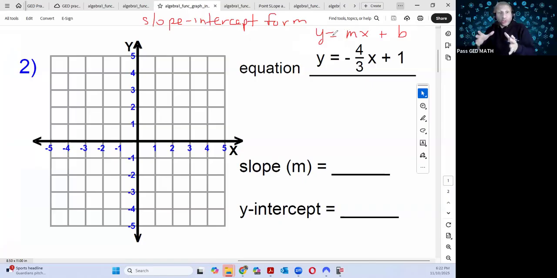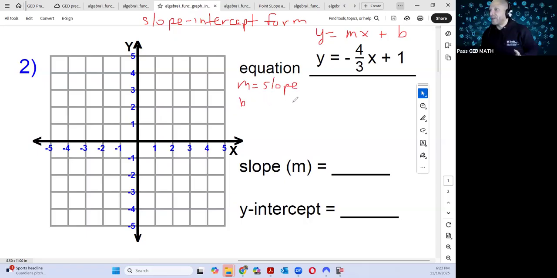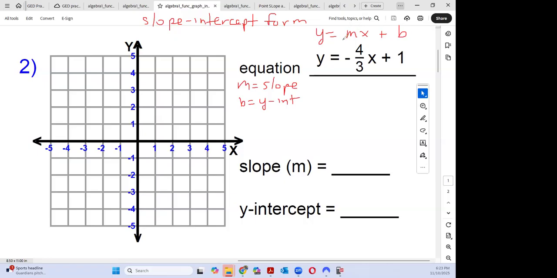Now, notice how I put that equation right on top of the equation that I'm looking at, so I can easily tell what the slope is going to be. m stands for my what? What's the variable m stand for in this type of equation? Slope. m stands for slope. What does my b stand for? Y-intercept. Say it every single time. Now, what's my slope of this equation? -4/3.